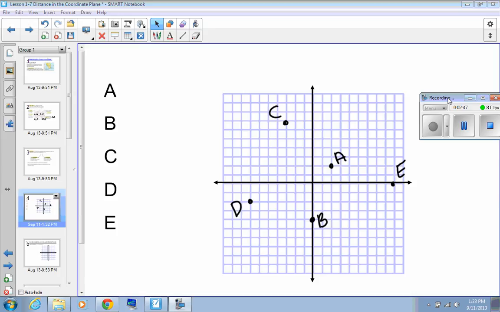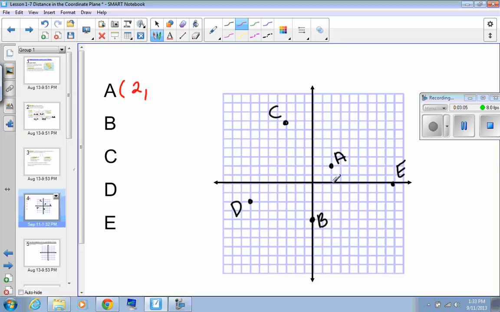Let's practice writing the ordered pair for the following points, A, B, C, D, and E. So if we were to write an ordered pair for A, we would go from the origin, it went to the right, 1, 2, so the x value would be 2, and then up, 1, 2. So the y value would be 2. You want to make sure you write it in parentheses.